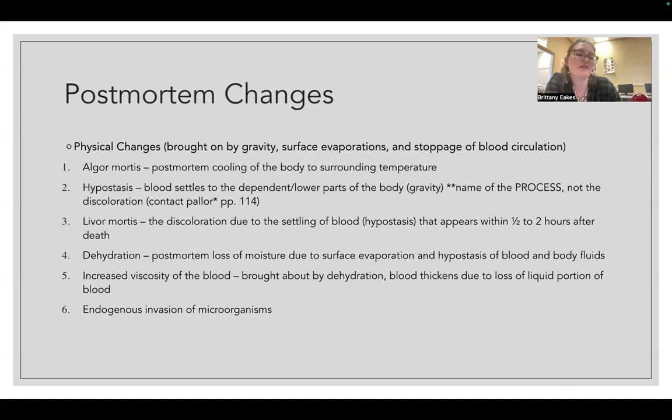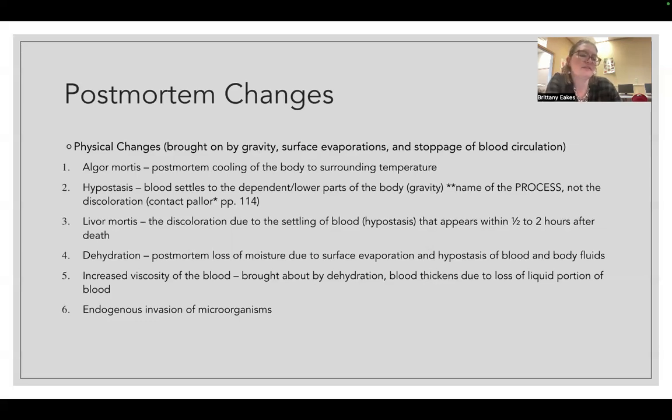Extrinsic factors that affect postmortem cooling of the body would be body coverings. Are they dressed? Are they covered with a blanket? Also the surrounding environment, for example, rapid cooling of the body occurs through refrigeration or cold weather. Water, was it in water, warm water, cold water?